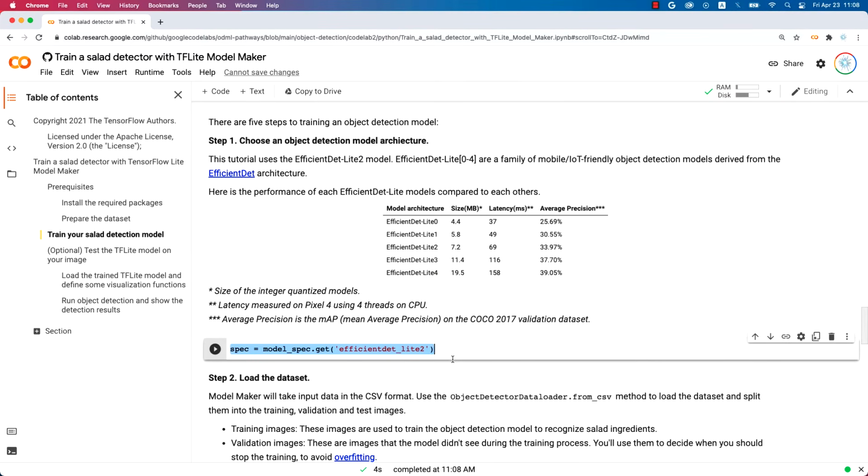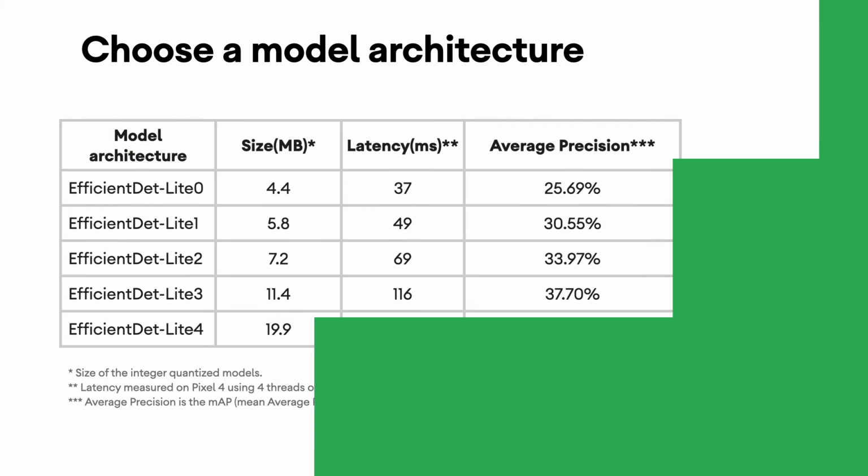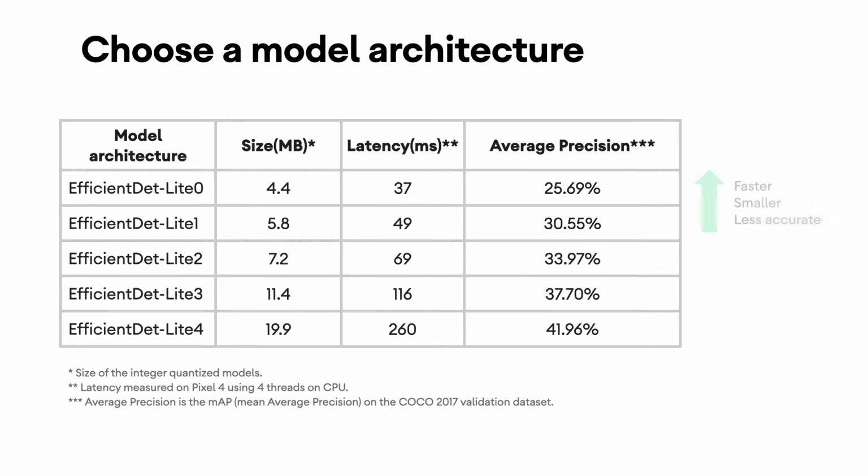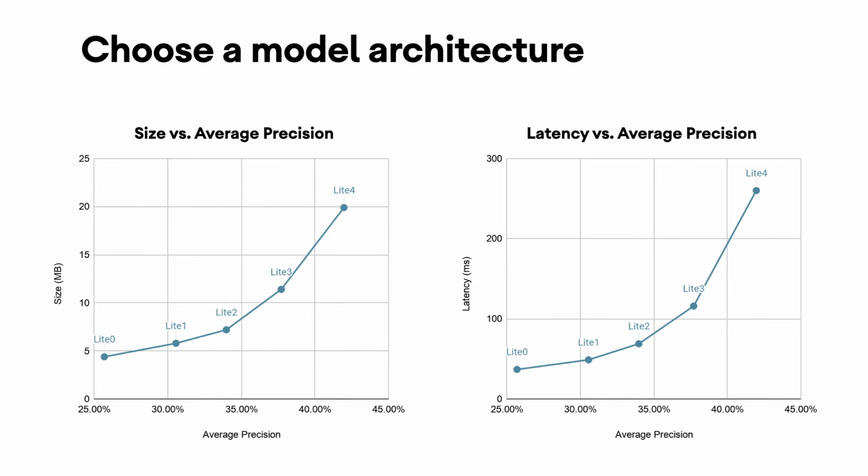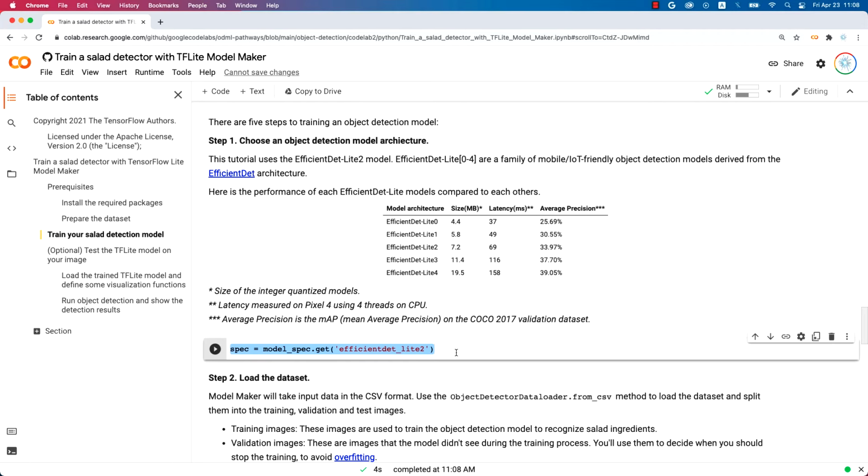You need to choose a model architecture. Model Maker supports EfficientDet-Lite, which is a family of state-of-the-art object detection models optimized for mobile devices. There are 5 model variants. On one side, the Lite 0 model is small, fast, but less accurate. And on the other side, the Lite 4 model is the most accurate one in the model family, but it's also bigger and slower. Here's a graph that compares the model size, inference speed, and model accuracy. You can run several experiments with different model architectures and choose the one that is most suitable for your use case. In this demo, we'll use the middle one, Lite 2.